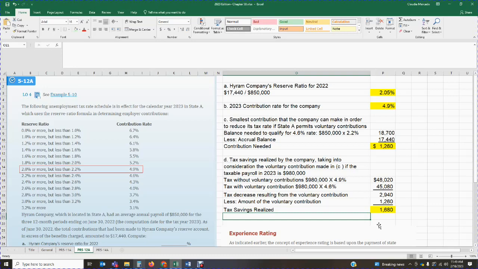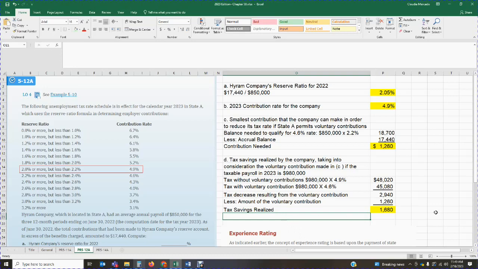I would still realize a tax savings of $1,680 because now I'm at a lower tier. I went from being at a 4.9 to a 4.6, causing me a decrease of $2,940. From that I'm going to deduct the voluntary contribution that I had to put in of $1,260. I am still left with tax savings realized of $1,680.